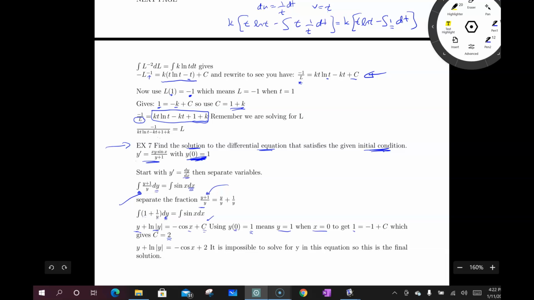So I put the c is 2 in there, and then you take a moment to look at this and you say, yeah, there's no way to solve for y, so this is the solution, right? It's impossible to solve for y, so y is given implicitly. Remember that from first semester.